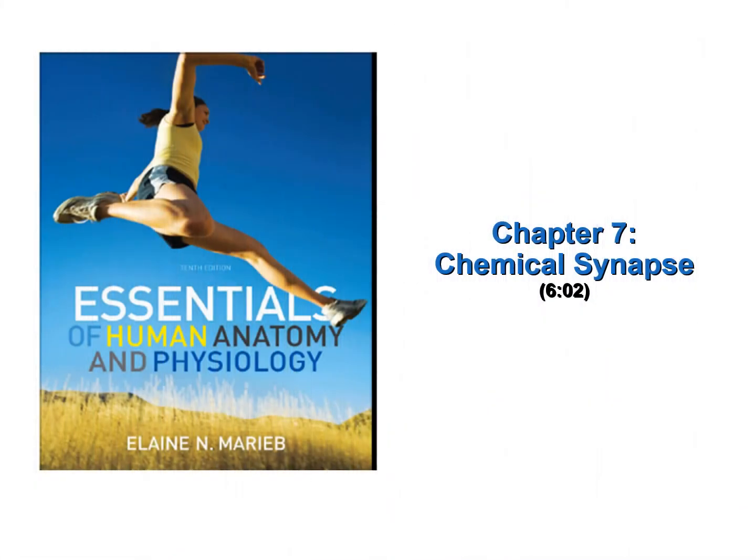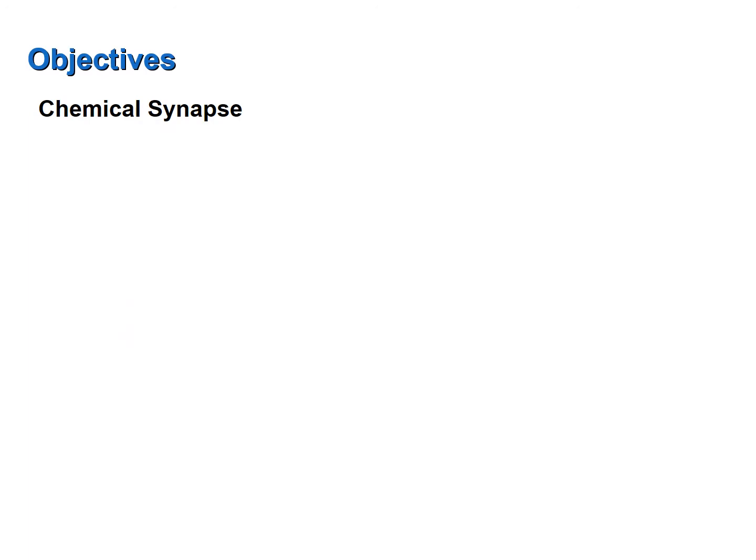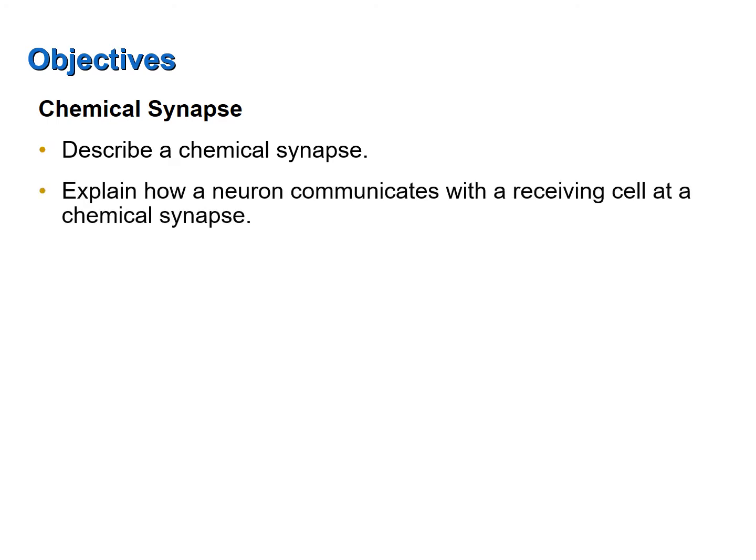The chemical synapse is discussed in this screencast. This topic may be found in Chapter 7 of your textbook. This screencast was designed to achieve the following objectives: describe a chemical synapse, and explain how a neuron communicates with the receiving cell at a chemical synapse.